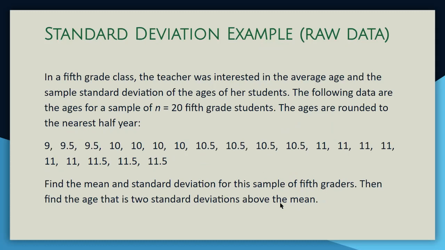Let's go ahead and do an example. Standard deviation example: in a 5th grade class, the teacher was interested in the average age and the sample standard deviation of the ages of her students. So measures of center, measure of spread. The following data are the ages for a sample of 20 5th grade students. The ages are all rounded to the nearest half year. Find the mean and standard deviation for this sample of 5th graders. Then find the age that is 2 standard deviations above the mean.